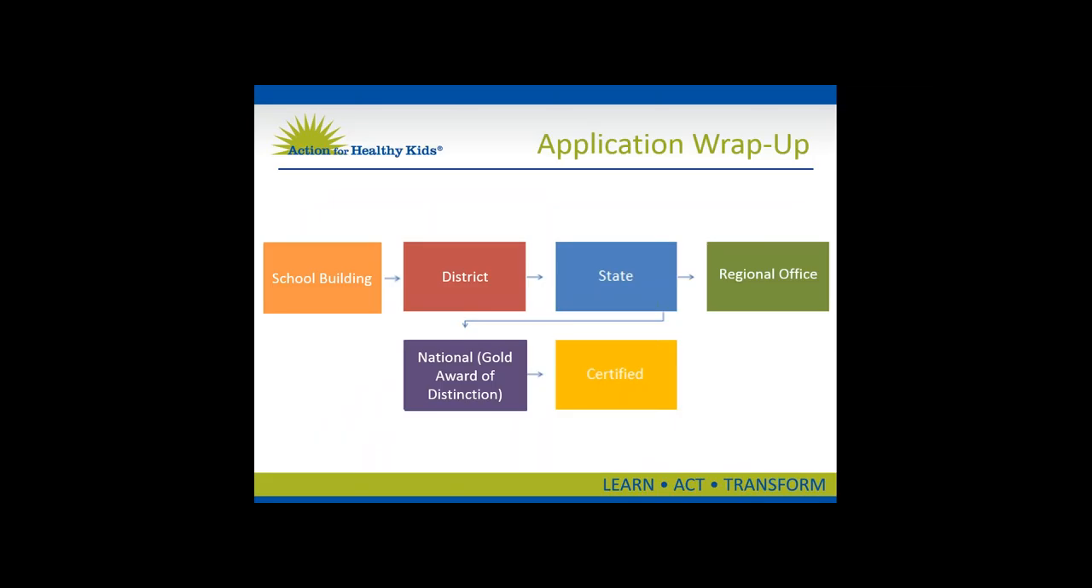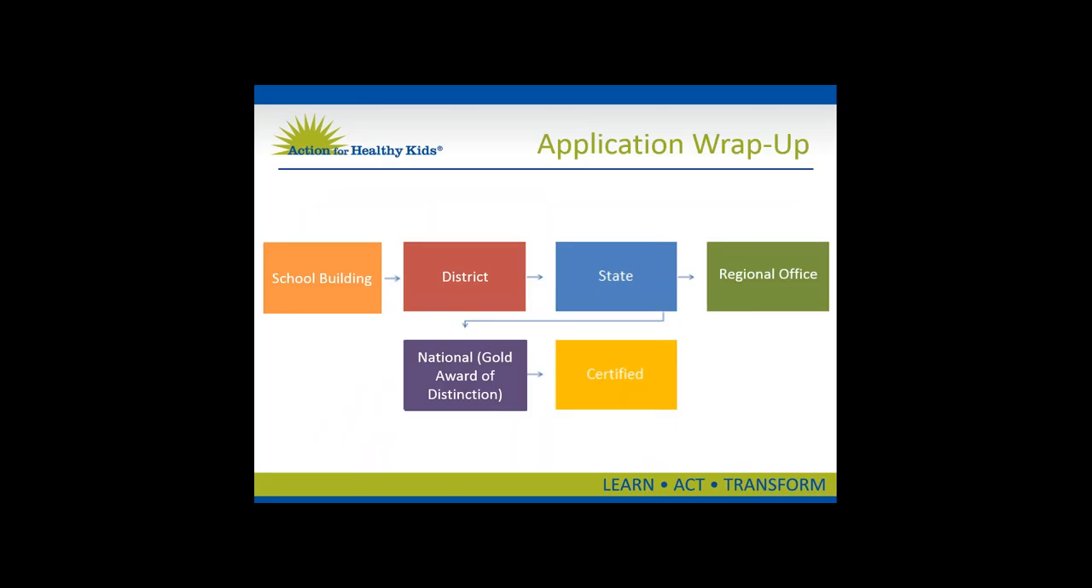Once a school applies, once they complete the application, either the school or the district then reviews the application, then they send that application to the state agency for additional review. Once the state agency approves the application, bronze and silver and gold applications are sent to the USDA regional office for the final round of review.